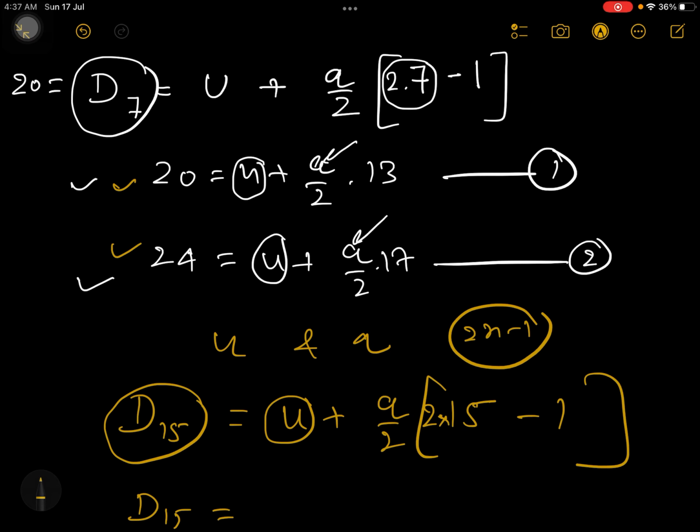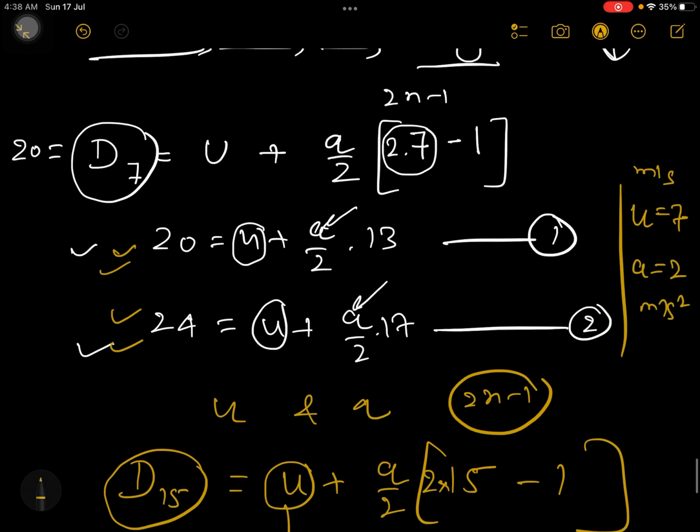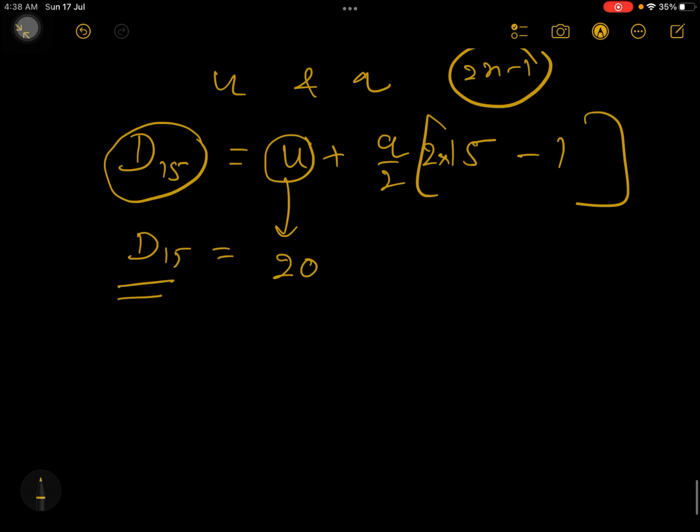You can easily solve these equations. When you solve, the u value will come as 7, and the acceleration value will come as 2. Of course the unit of u will be meter per second and the unit of acceleration will be meter per second square. You can solve and cross-check. After that, in this question, you can put the u value as it is.